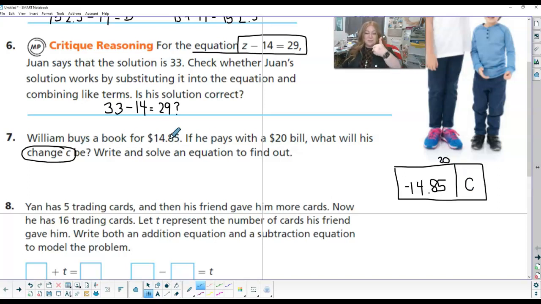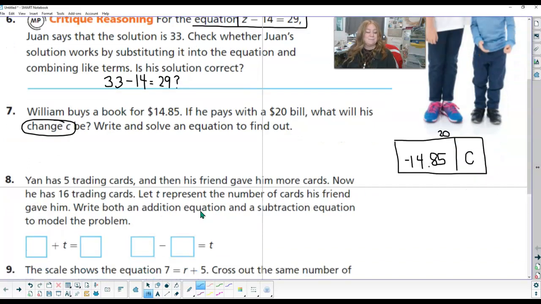And I want to know, what is this leftover change going to be? So we have to use $14.85 in our equation. We have to use 20. We need an equal sign, and we need the letter C to solve these here. So go ahead and see if you can write an equation to match William. It's not necessarily going to be in this order. So he had 20, he took this away. That tells me how much he has left.